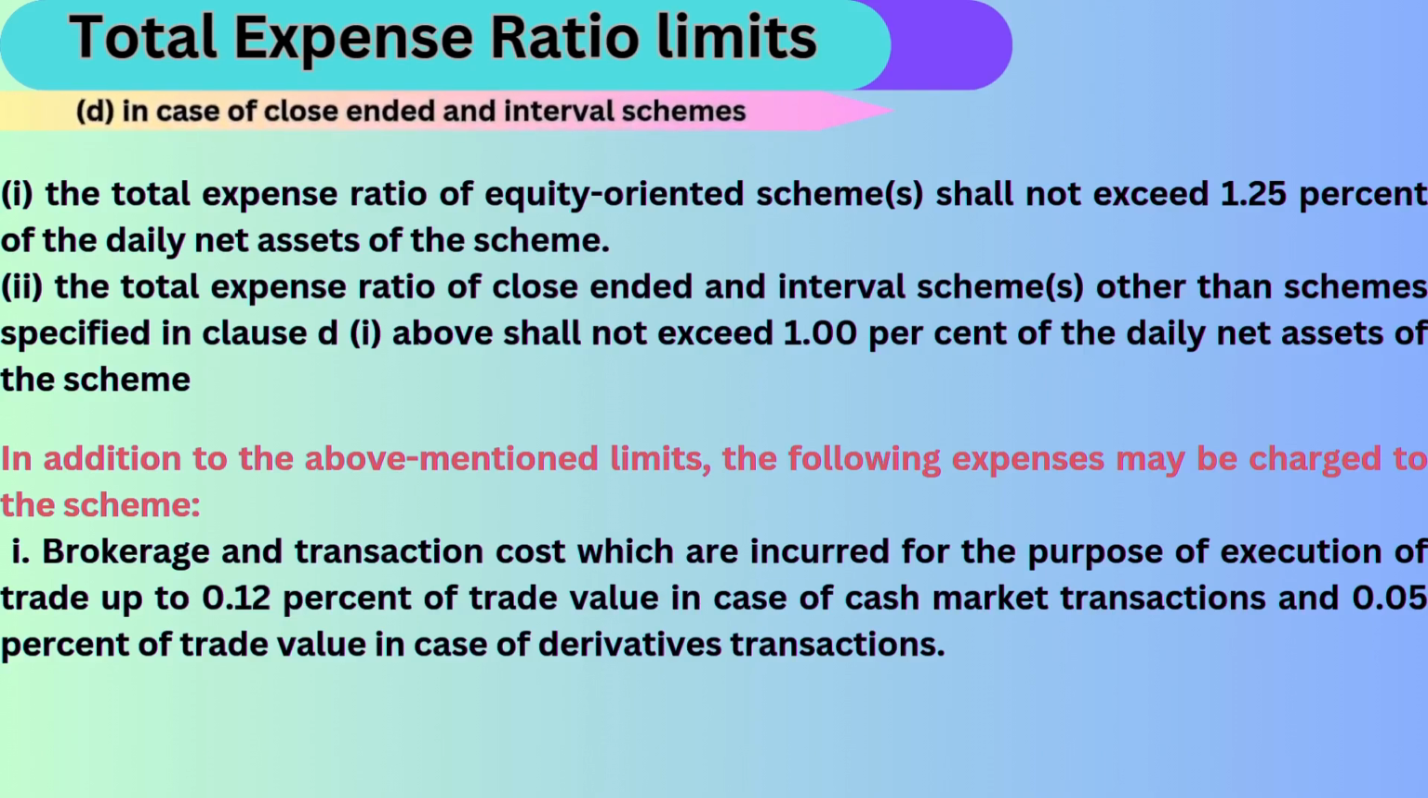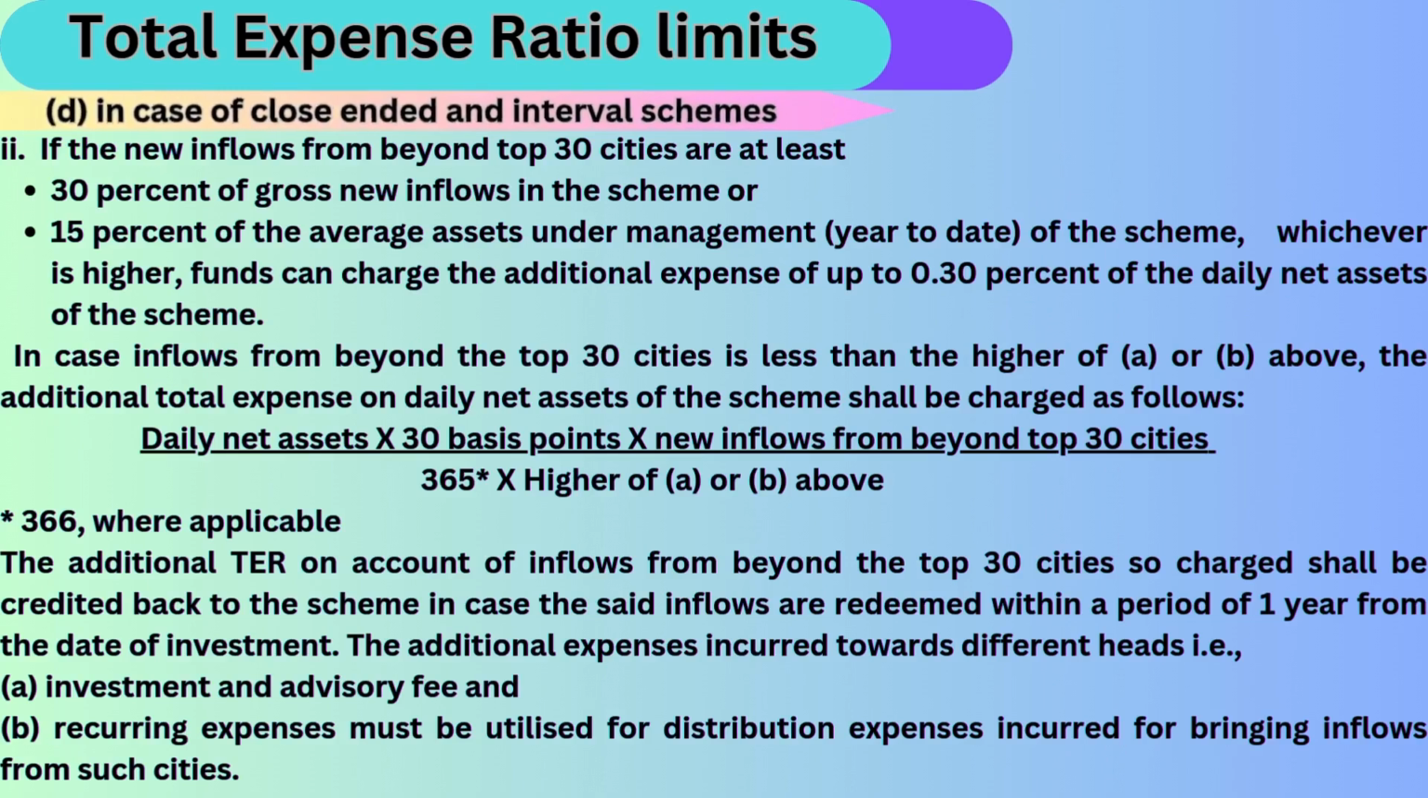In addition to the above mentioned limits, the following expenses may be charged to the scheme: brokerage and transaction cost which are incurred for the purpose of execution of trade up to 0.12% of trade value in case of cash market transactions and 0.05% of trade value in case of derivatives transactions.